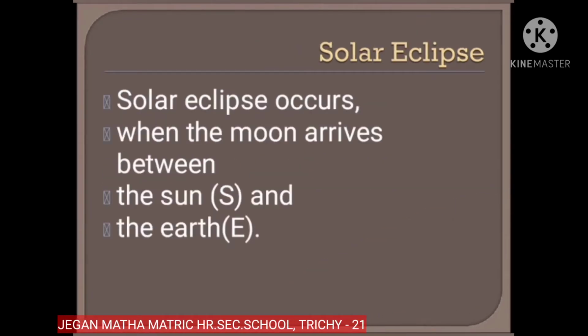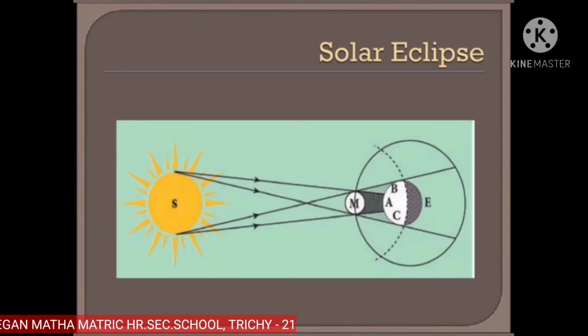What is solar eclipse? Solar eclipse occurs when the moon arrives between the sun and the earth. See the picture. In this picture, the moon arrives between the sun and the earth. The shadow of the moon appears on the earth at A, as shown in the picture. Hence, those who are at region A, see here, this is A region.